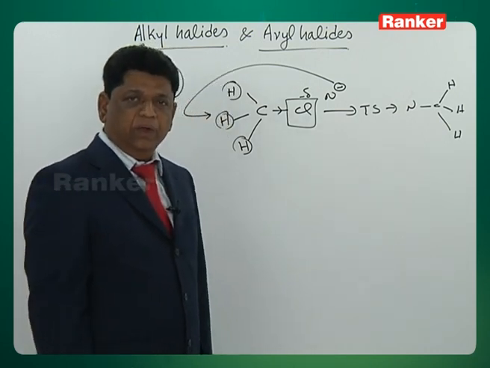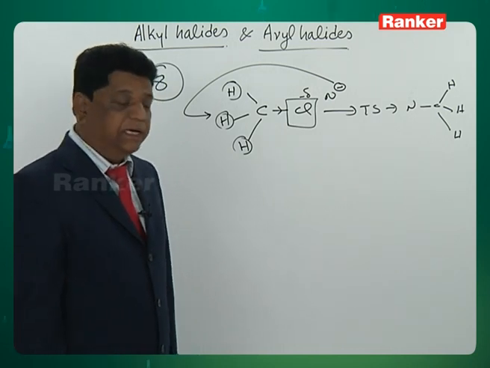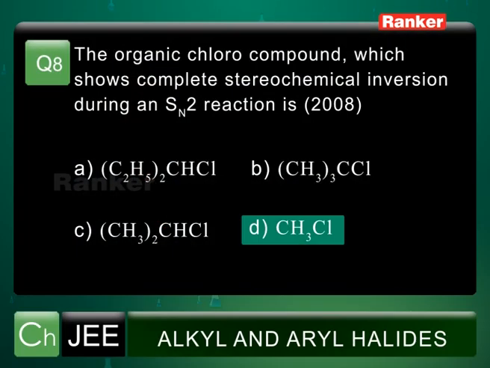It will undergo first ionization and then undergo an SN1 type of reaction. So in an SN2 reaction, essentially the size of the groups should be smaller. So the option goes to D.